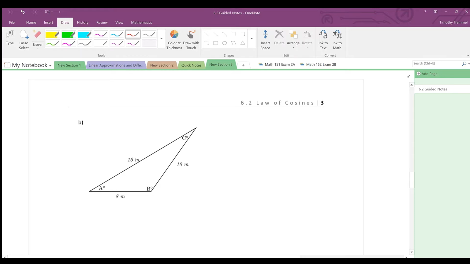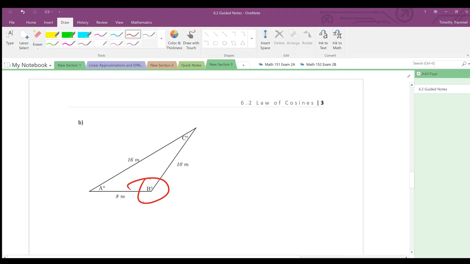And so let's think about which one we want to use. Well, since we don't know any of the angles, but we know all the sides, it means that we can actually use any of the three formulas for the law of cosines. My recommendation on which angle to find, though, would be this one here.